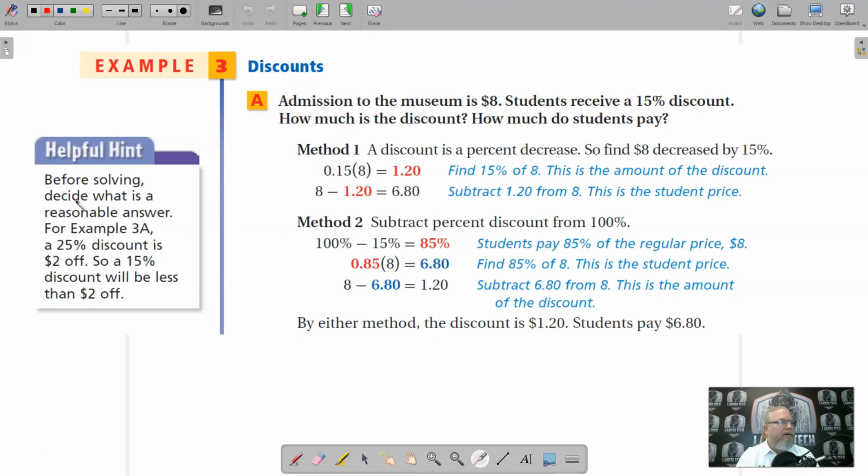Helpful hint before solving: decide what is a reasonable answer for example 3A here. A 25% discount is $2 off, so a 15% discount will be less than $2. And indeed, $1.20 is less than $2.